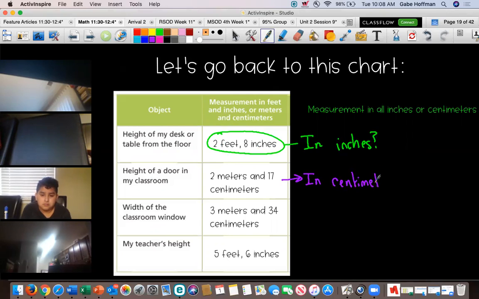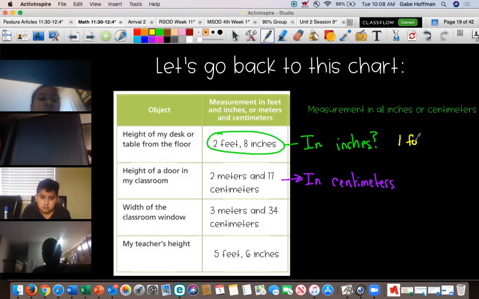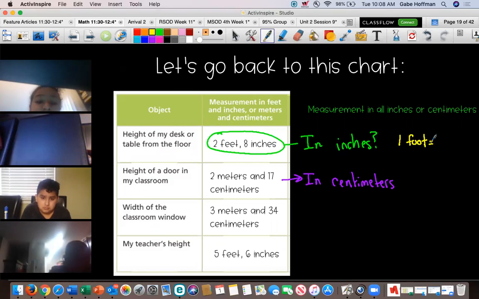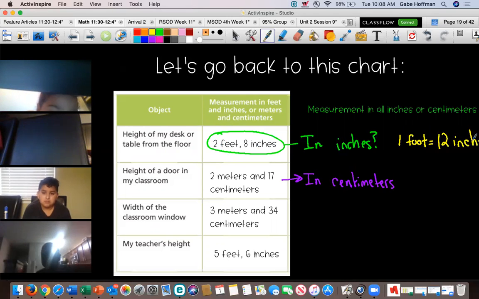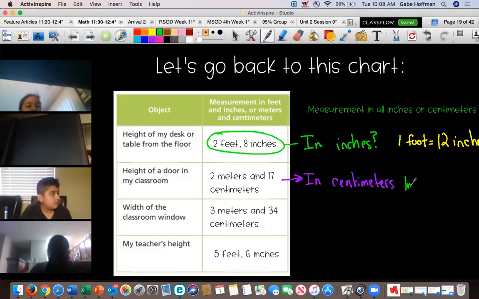As a reminder, Alejandro, how many inches are in 1 foot? 12. Very good. 1 foot is 12 inches. If you need it, that's on the screen. And Christian, how many centimeters are in a meter? 100. Yeah, 1 meter equals 100 centimeters.